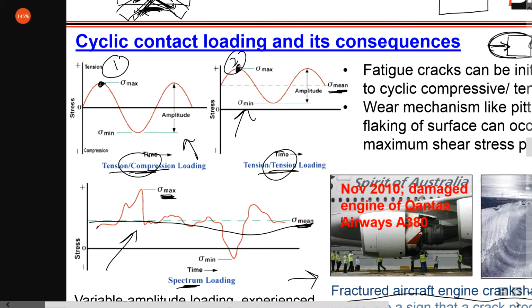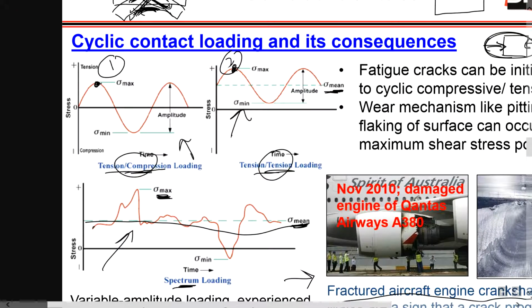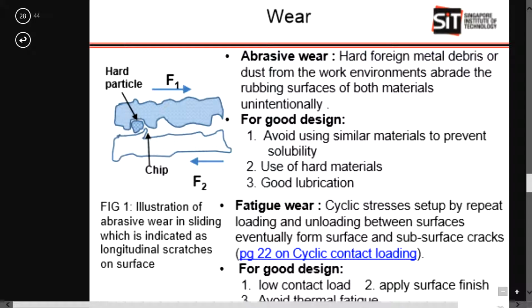When I talk about cyclic loading, there are three types. The first one is the tension-compression type, when you pull and compress it at the same time. This is one of the cyclic loadings. The other one is tension loading. And then sudden loading, that is very confusing, a mixture of random stuff. This is also a type of loading. So you need to know these three types.